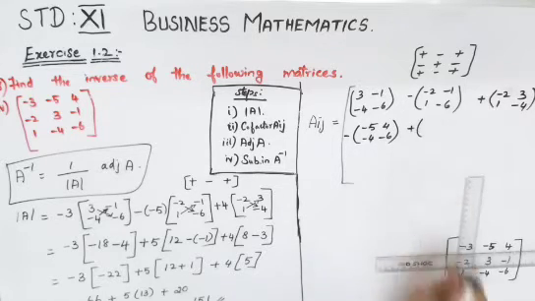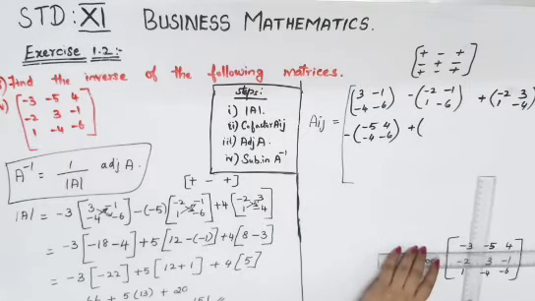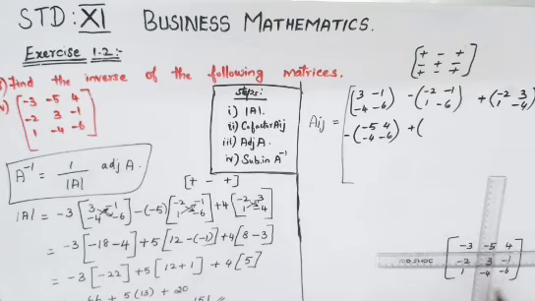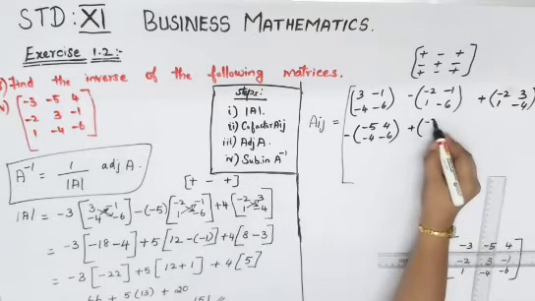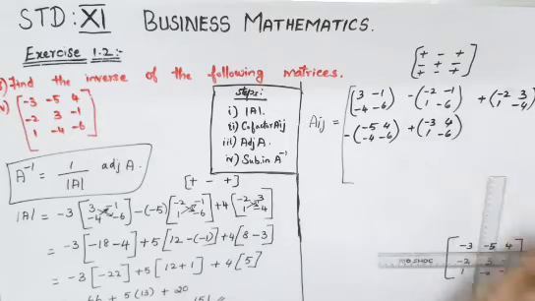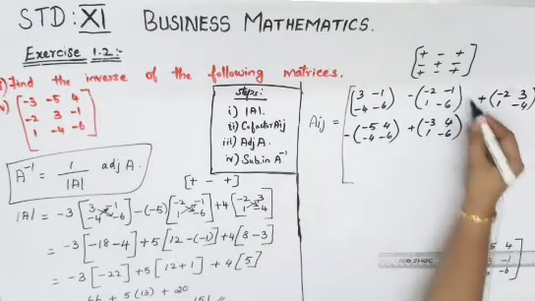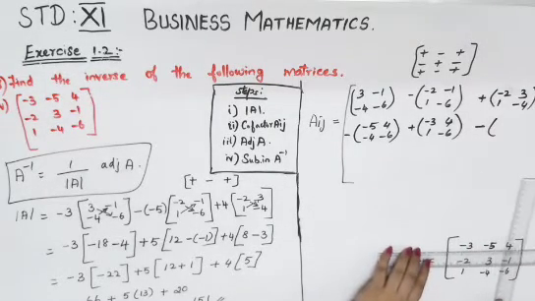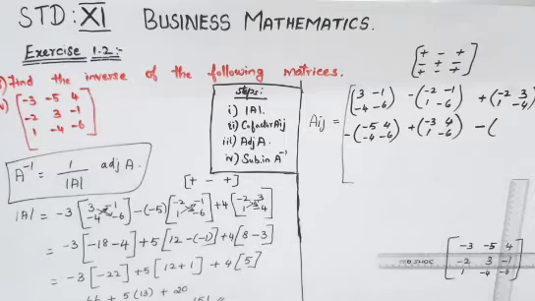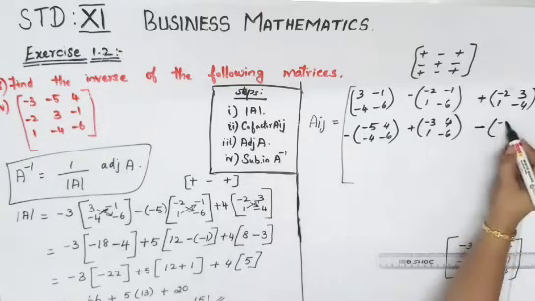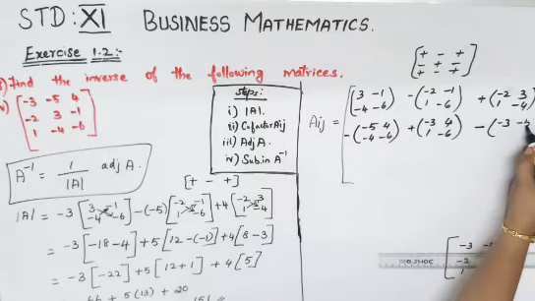Next term is plus, open your bracket. Second column, second row has to be eliminated. So minus 3, 4, 1, minus 6. So minus 3, 4, 1, minus 6. Then minus, from here you will have to write your minus, open your bracket. Second row, third column you will have to eliminate it. So the left out is minus 3, minus 5, 1, minus 4. So minus 3, minus 5, 1, minus 4.